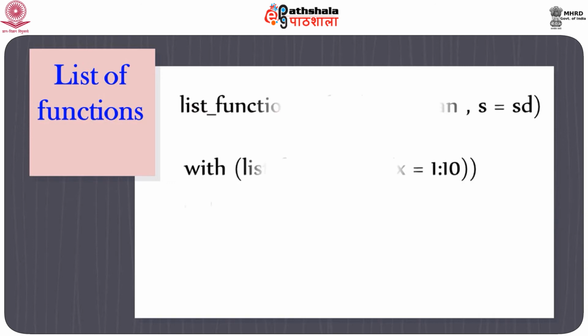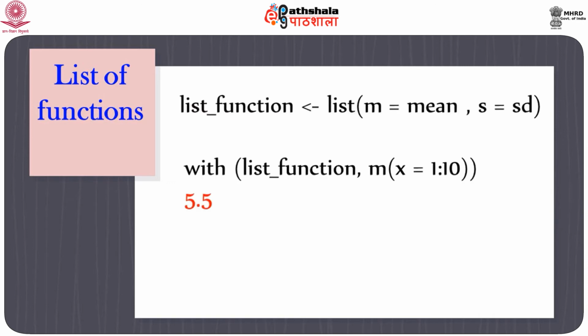So, let us consider this function with the name list_function. It contains two summary functions within the list: one is mean and the other one is standard deviation. Now, the functions which are defined within a list, that is the summary functions like mean and standard deviation in this case, are still accessible in at least three different ways. So, let us consider them one by one.